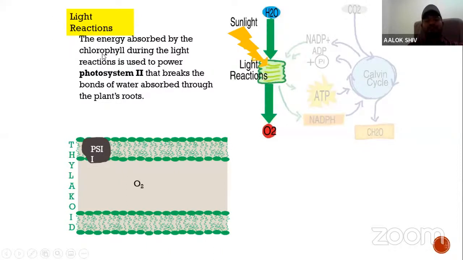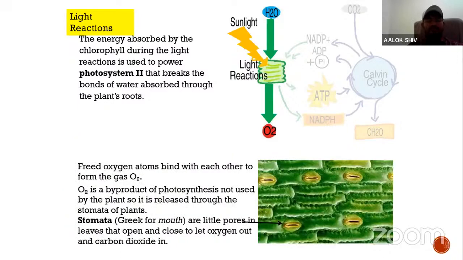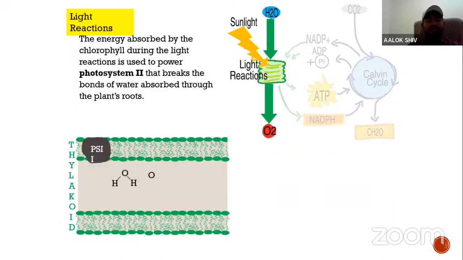The energy which is coming from the sun is utilized and taken by the photosystem second. The proteins present in the photosystem second absorb the light from the sun and utilize this energy to break the bond between hydrogen and oxygen in the water which is absorbed by the plant root. So with the help of a diagram we will see how this happens.